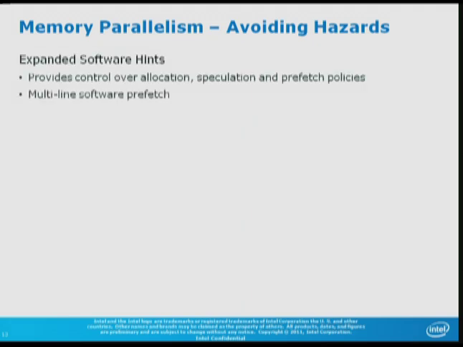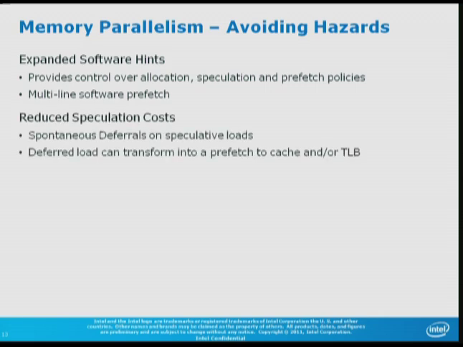Another form of parallelism is memory parallelism. We use this to avoid hazards by executing hardware and software prefetch operations in parallel with other operations. To control this behavior, we've expanded our software hint mechanisms. It provides compilers the ability to have fine-grained control over the allocation policies into our caches, speculation policies, and prefetch policies. As I mentioned, we've also added a new multi-line software prefetch instruction.